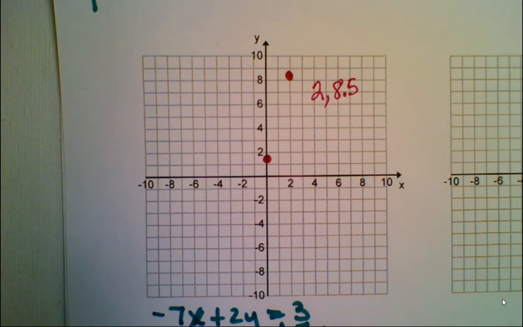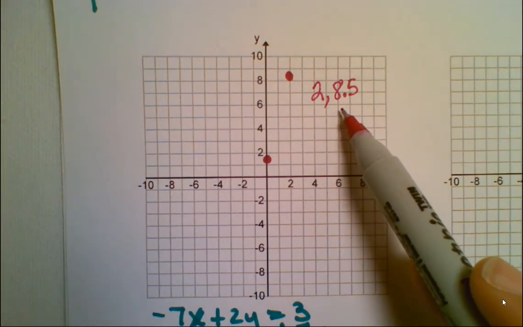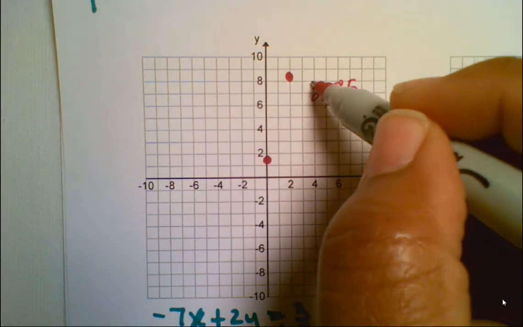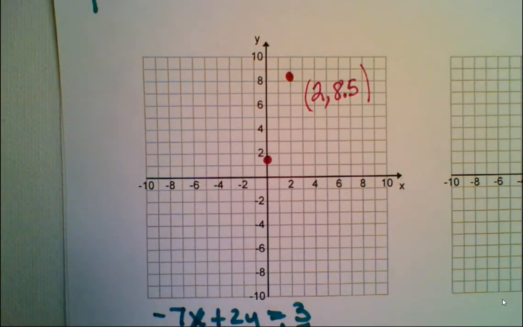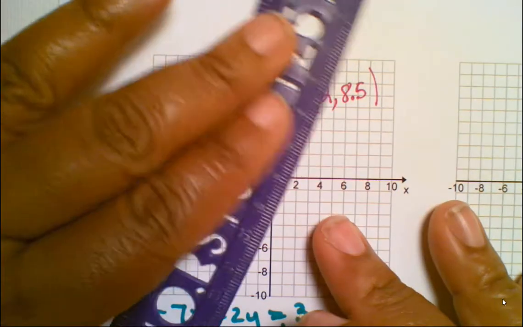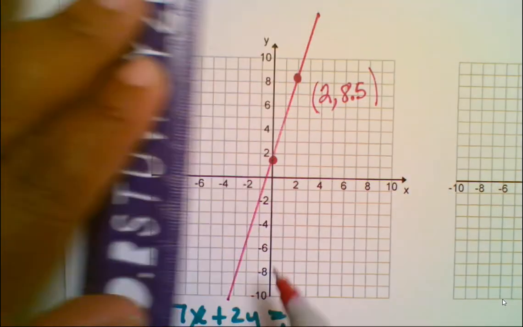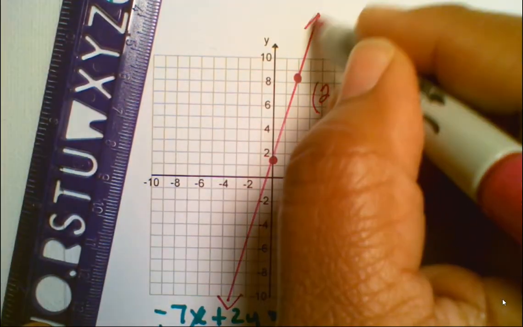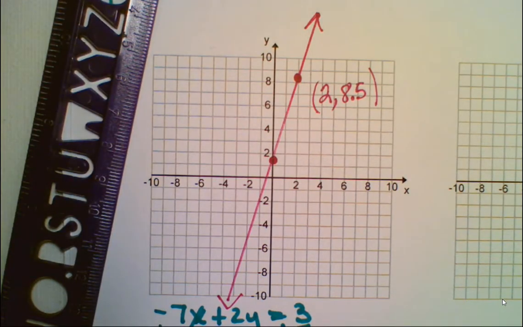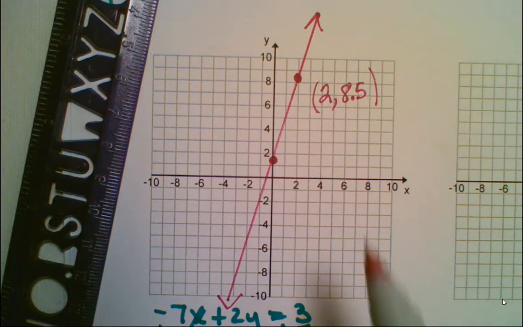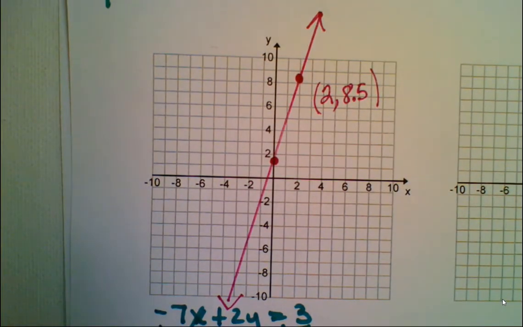So 7 units, we move upward. And run 2 units to the right. So here's our second point. So now what we're going to do is connect. And there we go. That is our line.